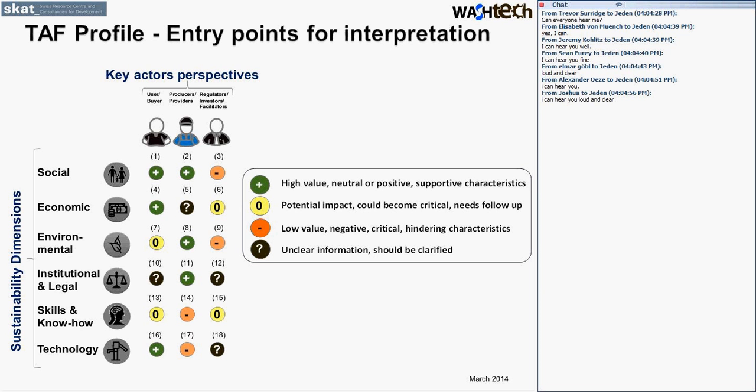And for the scoring, we use a simple scoring rule, which is linked to the traffic light system. You see the rule on the slide. Green means high value, positive impact, supportive characteristics, whereas red or minus is a low value, negative, hindering characteristics. And if you know there's a potential impact and follow-up is needed, we go for yellow or 0. If there is too little information to score and you have to look for this, we put a question mark.